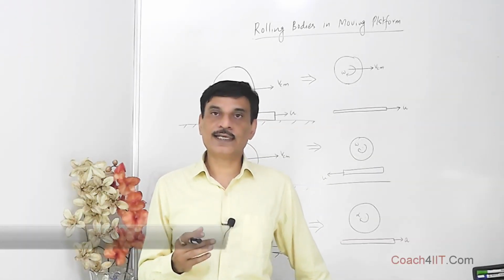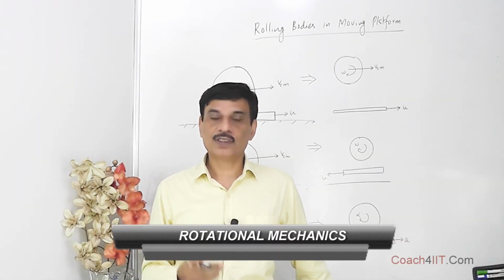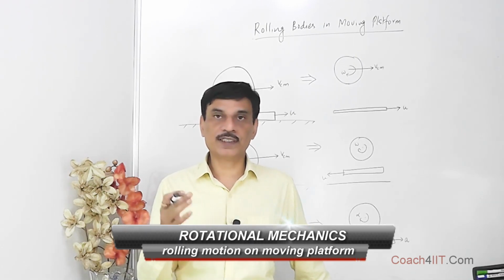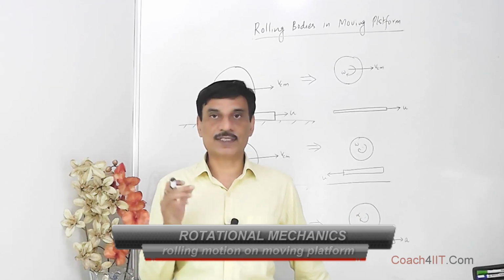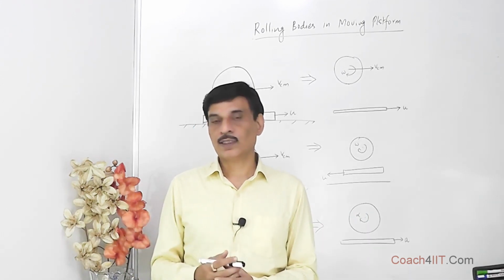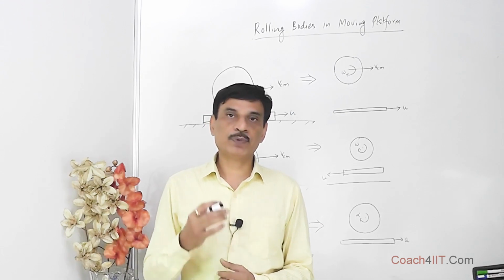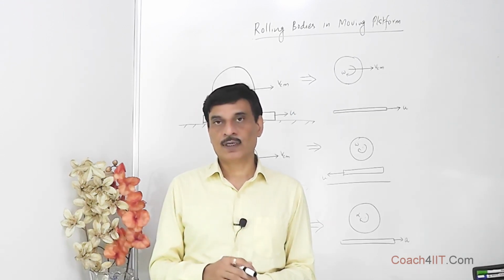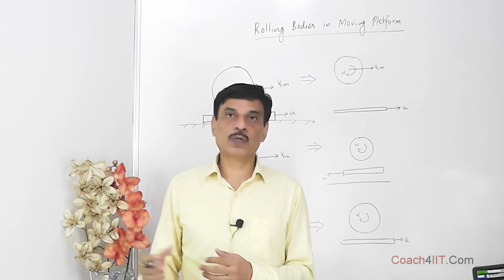There is no sliding between the two surfaces. That is, the point of contact between the rolling body and the surface is at rest. When we talk about pure rolling, there is no slippage between the rolling body and the platform or the surface on which it is moving. Pure rolling is always without slippage.